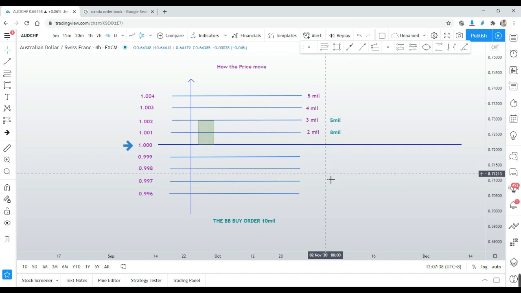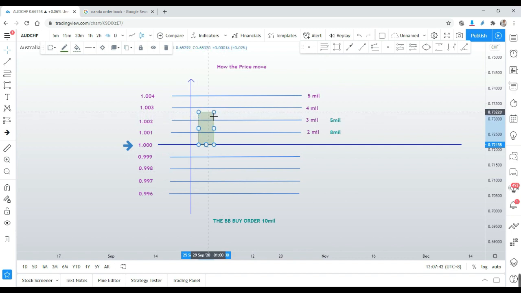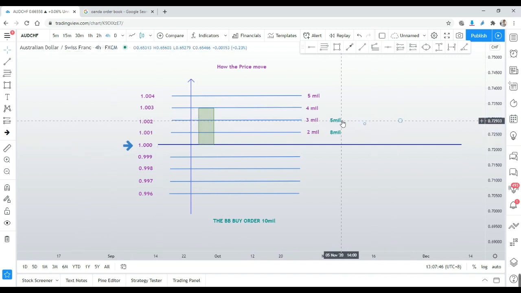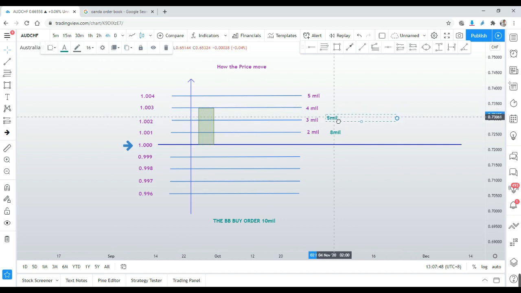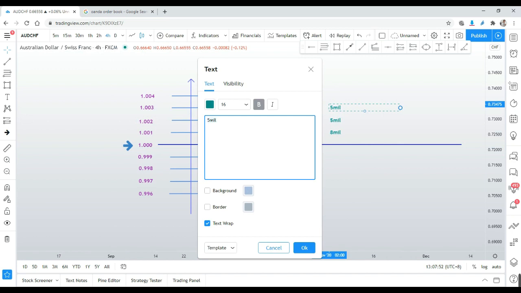Still not enough for them to get their profit. So they'll push the price again to the next level, and after that, there is 1 million left.